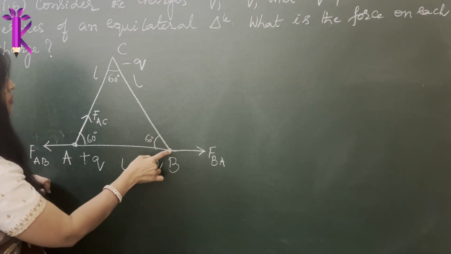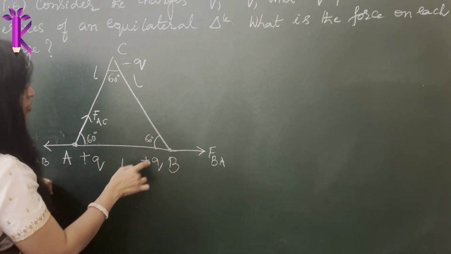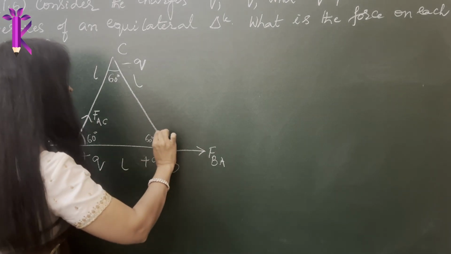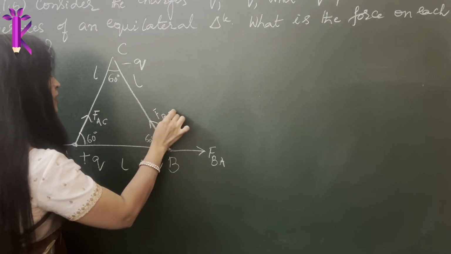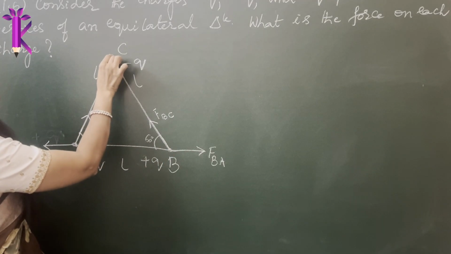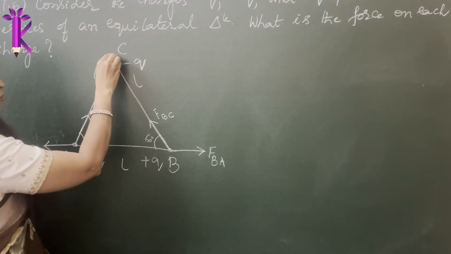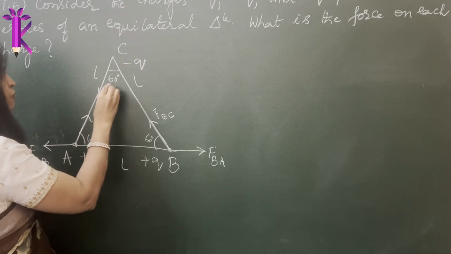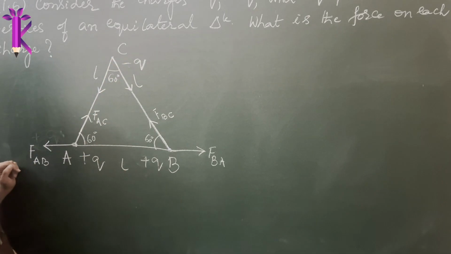What will be the force on B due to charge C? It will be attracted towards C because it is positive and negative, unlike charges attract. So this is the force on B due to C. Now let's see what will be the force experienced by the charge C. Charge C has a negative charge, these two are positive, so very obviously it will feel a force of attraction from both the charges, right?